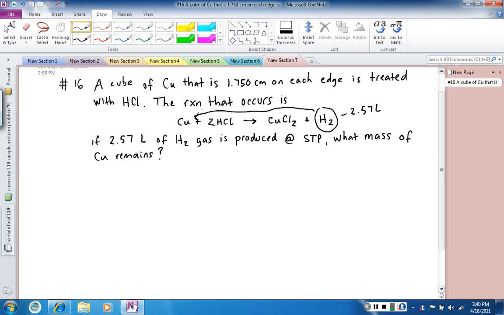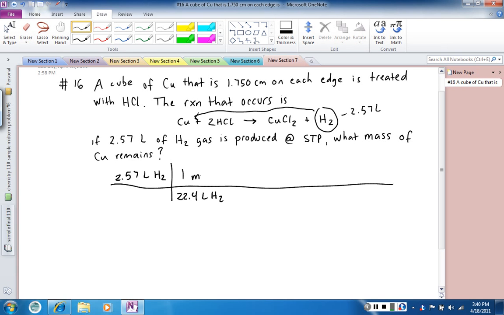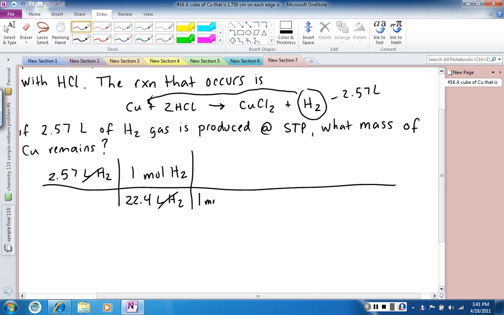reacted to make that, and then we need to figure out how much copper was used up from what we had initially. So we have 2.57 liters of H2, STP, 22.4 liters of H2 equals a mole of H2. Now we use our ratio. 1 mole of H2 reacts with 1 mole of copper.